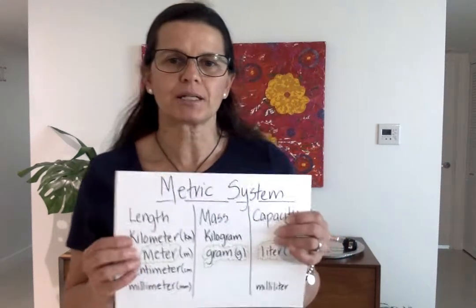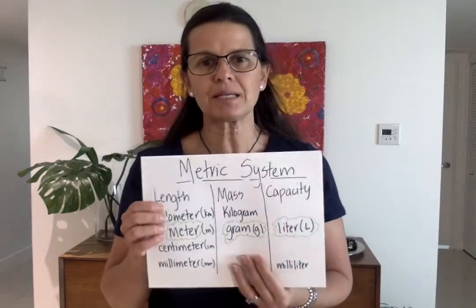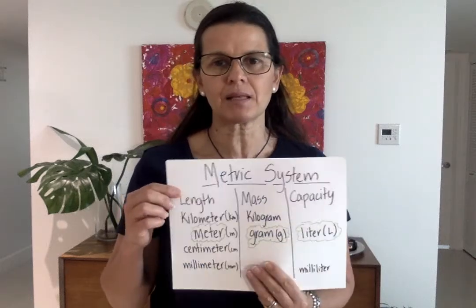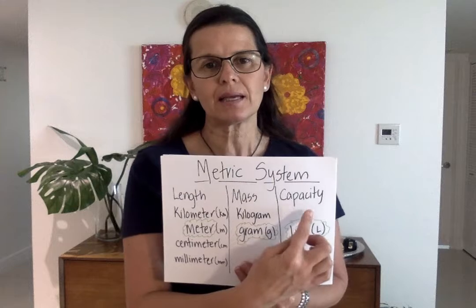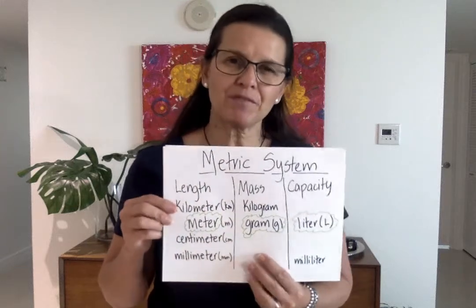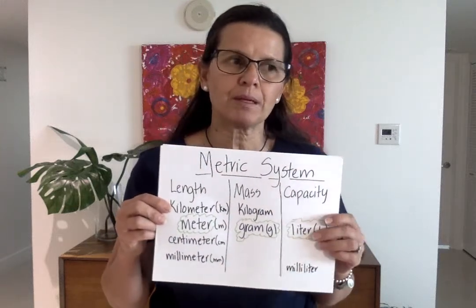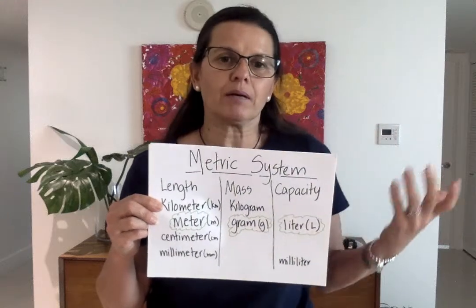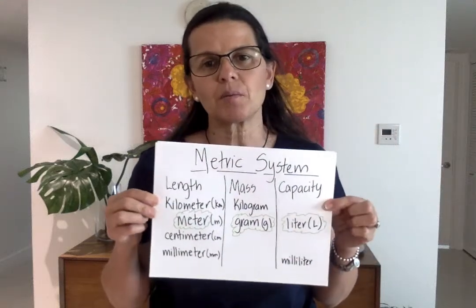Okay, today we're going to be exploring the metric system. So I made this chart. In the metric system, basically, we have the same thing: length, mass or weight, and capacity, except that we have fewer measurements. Even though there are many more that exist, these are the ones that are most common.